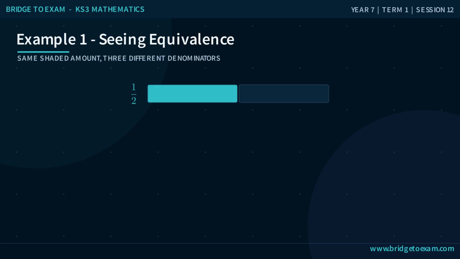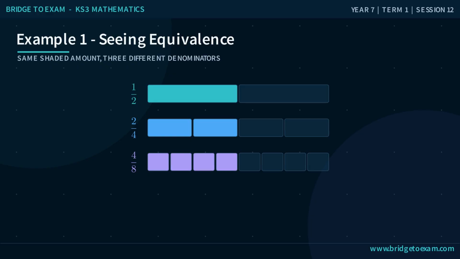Let's actually see equivalence happen. Here's 1/2 split into 2 equal parts. Multiply top and bottom by 2, and 1/2 becomes 2/4. Same amount of bars shaded, just cut into smaller pieces. Multiply by 4 instead, and 1/2 becomes 4/8. Look at the shading. It's still exactly half the bar, every single time.